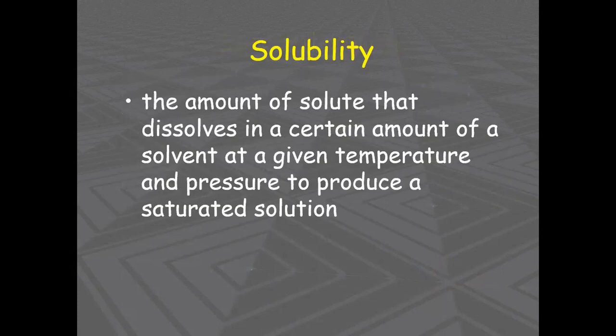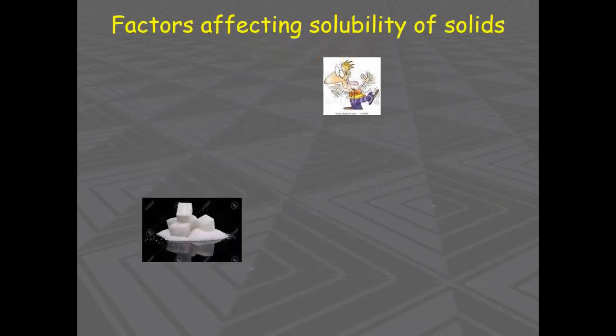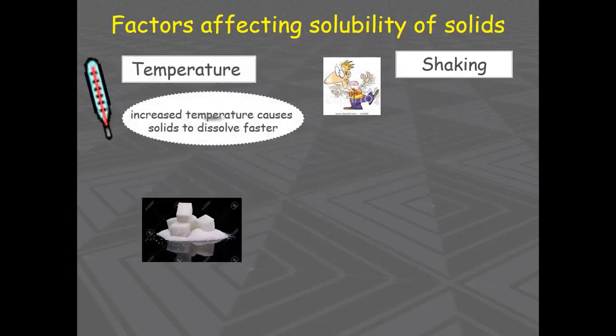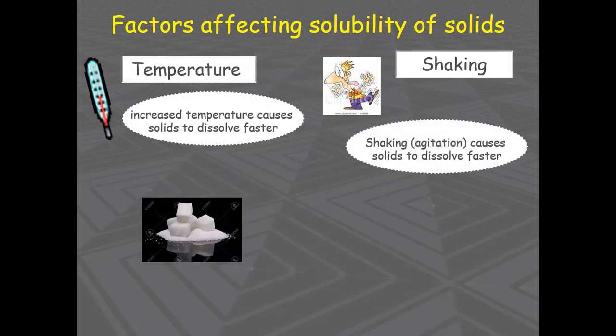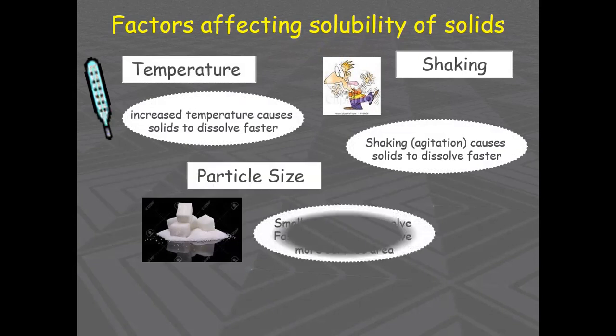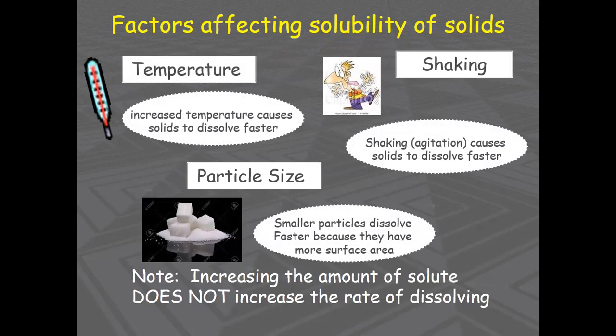Solubility, the amount of solute that dissolves in a certain amount of solvent at a given temperature and pressure to produce a saturated solution. Factors affecting the solubility of solids: shaking, temperature. Increased temperature causes solid to dissolve faster. Shaking, agitation causes solid to dissolve faster. Particle size: smaller sized particles dissolve faster because they have more surface area. Note, increasing the amount of solute does not increase the rate of dissolving.